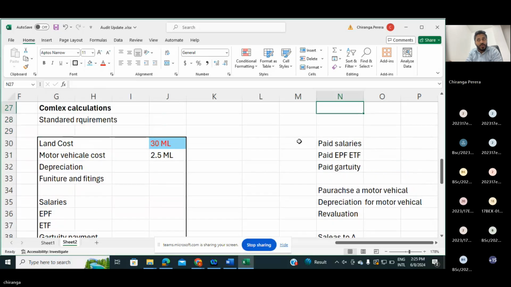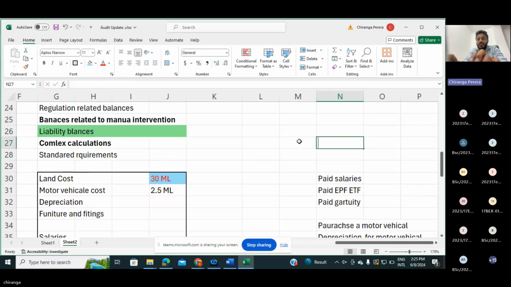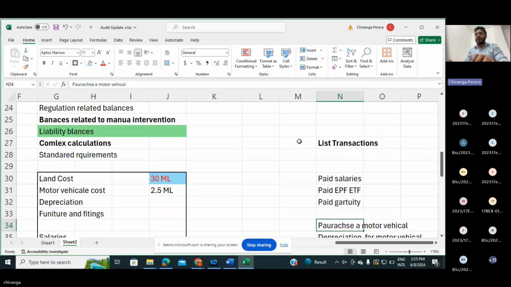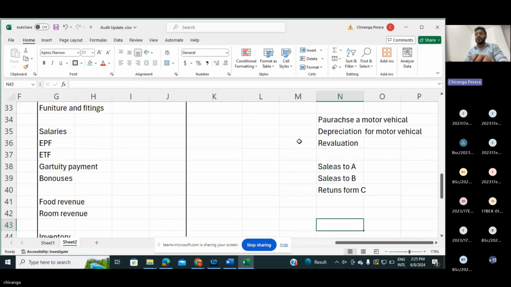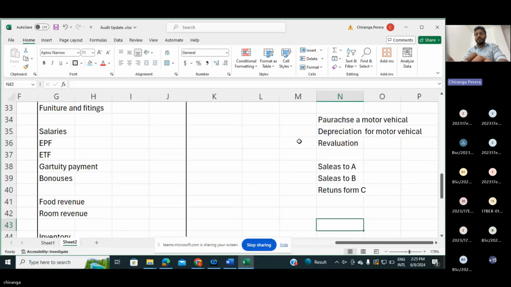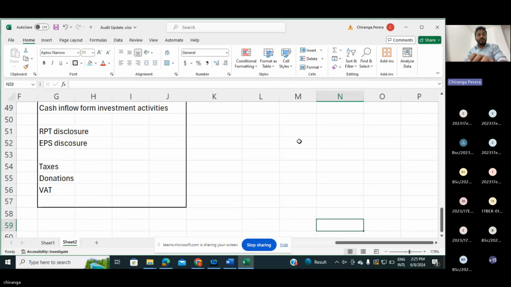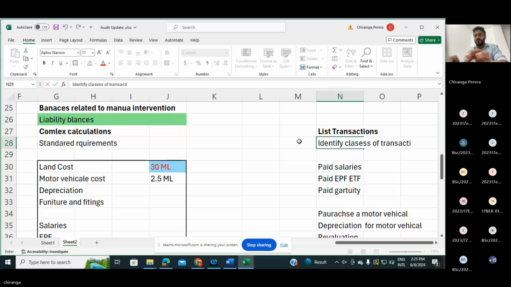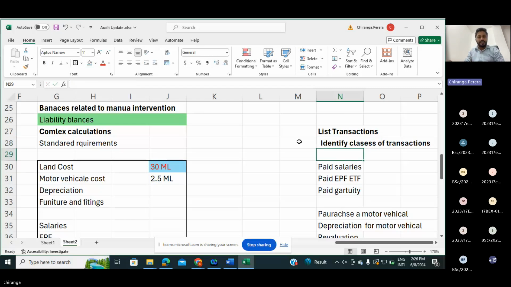So what are we going to do? First, we have a list of transactions. I have written 9 transactions, but this 9 can be 10,000, 20,000, 50,000, or 1 million transactions, right? So as an auditor, what do we have to do? With this list, we have to identify classes of transactions.